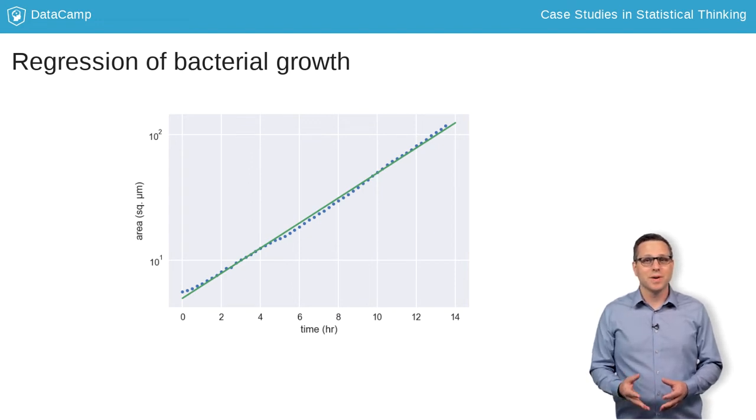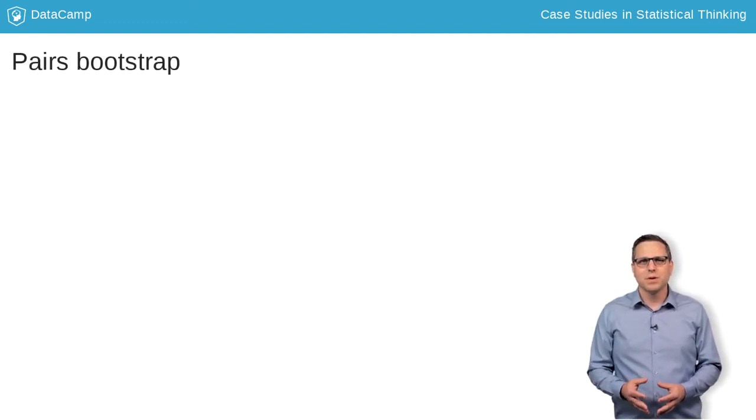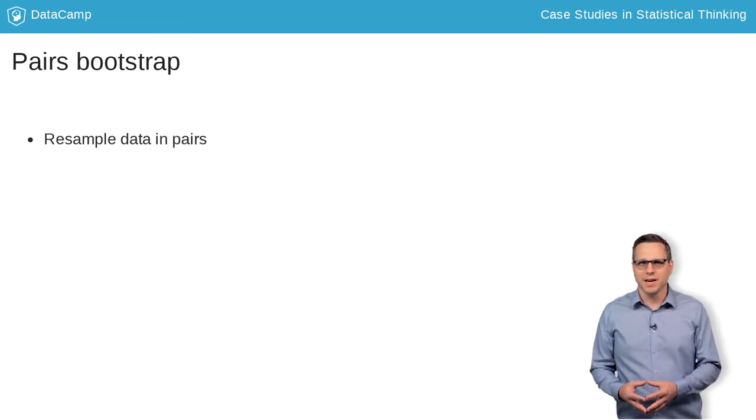If we did this experiment again, how might the growth rate we obtain change? Or more specifically, what is the 95% confidence interval of the growth rate? Pairs Bootstrap is an approach to compute confidence intervals for regression parameters. Instead of resampling a single dataset, as we did before, we resample pairs of data.